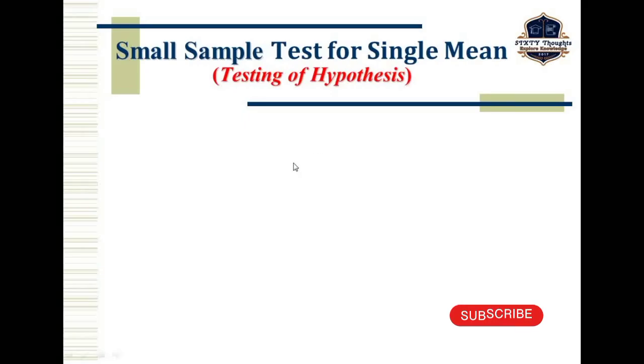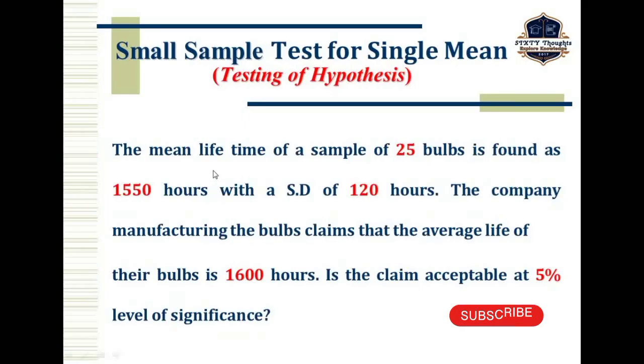In this video lecture, we will discuss one of the real life applications of small sample test for single mean in testing of hypothesis. Let us consider one real life application. The given statement is: the mean lifetime of a sample of 25 bulbs is found as 1550 hours with a standard deviation of 120 hours. The company manufacturing the bulb claims that the average life of their bulb is 1600 hours. Is the claim acceptable at 5% level of significance?